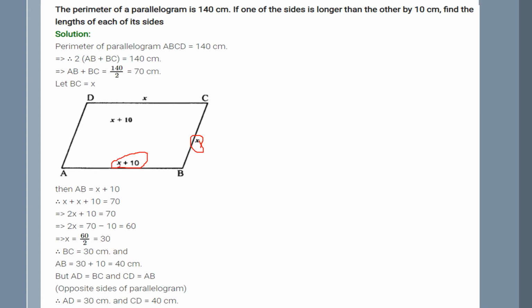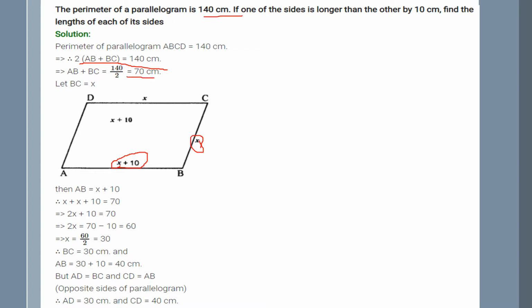You have to find the length of each of its sides. As you know very well, the sum of all the sides is given to you as 140. Yes or no? So you can write it as 2 into (L plus B) is equal to 140. Perimeter formula you can put over here, 2 into (length plus breadth). So AB plus BC will be 70, right?